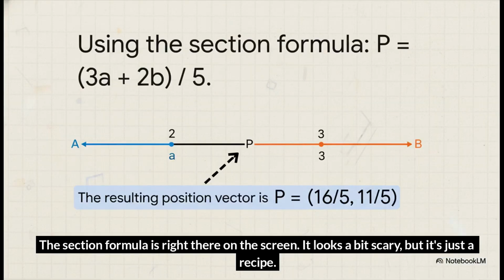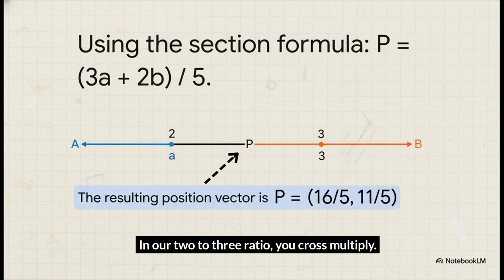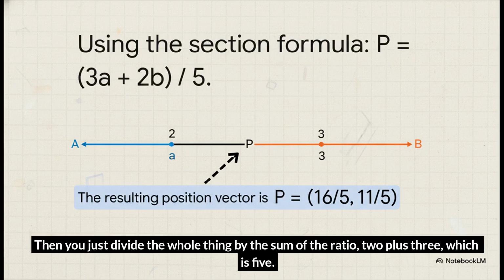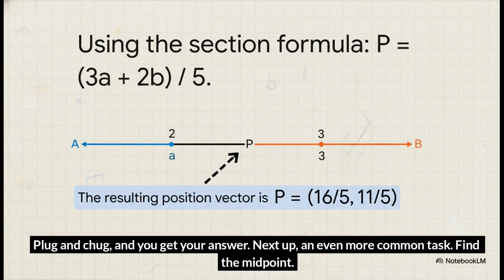The section formula is right there on the screen. It looks a bit scary, but it's just a recipe. In our 2 to 3 ratio, you cross multiply. So you take 3 times vector A and add it to 2 times vector B. Then you just divide the whole thing by the sum of the ratio, 2 plus 3, which is 5. Plug and chug, and you get your answer.